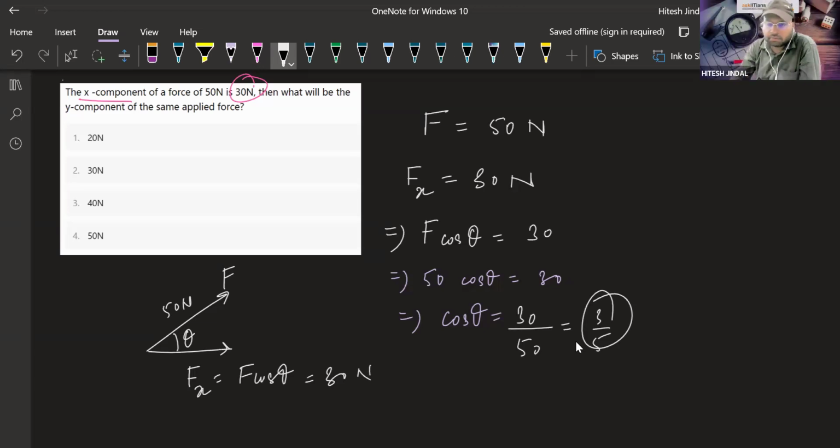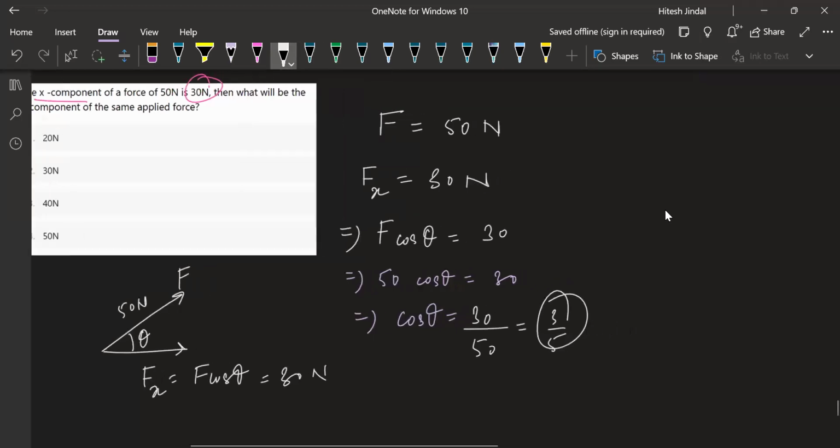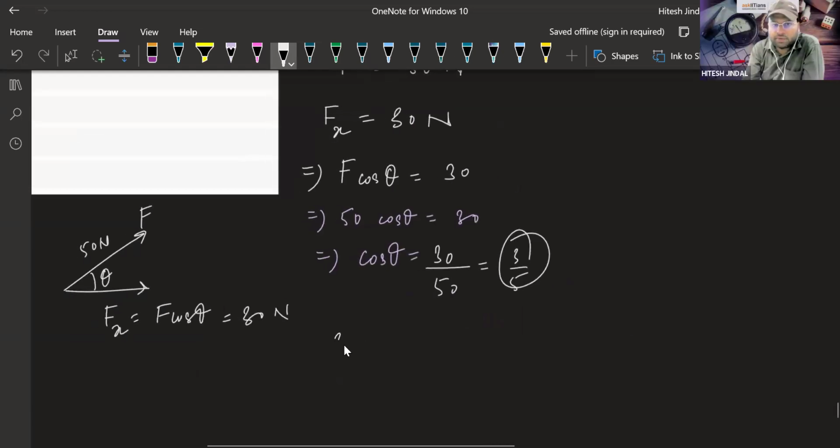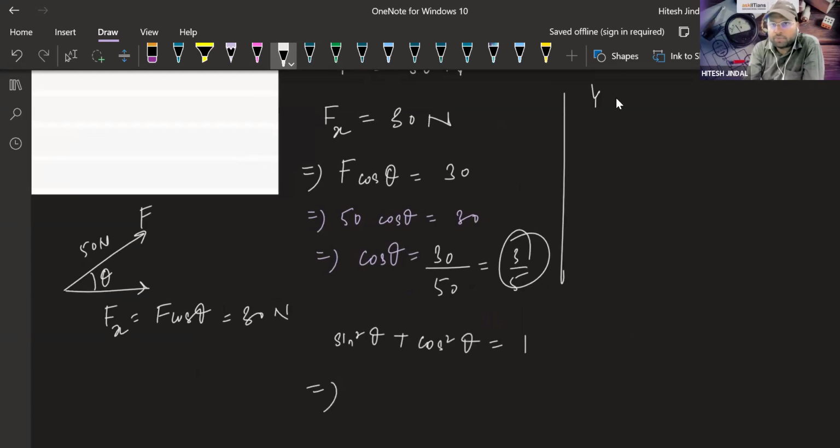How would you find it? Sir, I use a simple formula sin square theta plus cos square theta is equal to 1. ऐसा कर लो. ठीक है, we know that sin square theta plus cos square theta is equal to 1. Because y component के लिए, right? For the y component, right? Fy, we need F sin theta, right? So sin theta we should be able to know. F we know as 50.